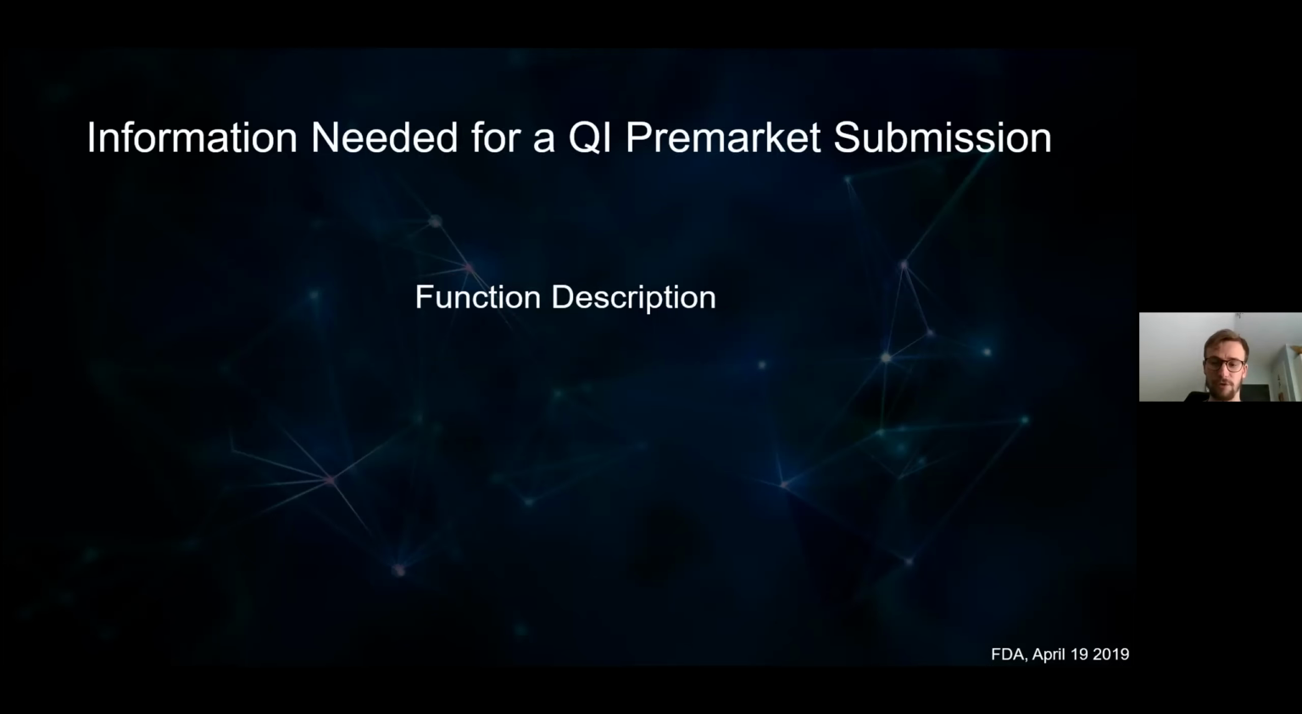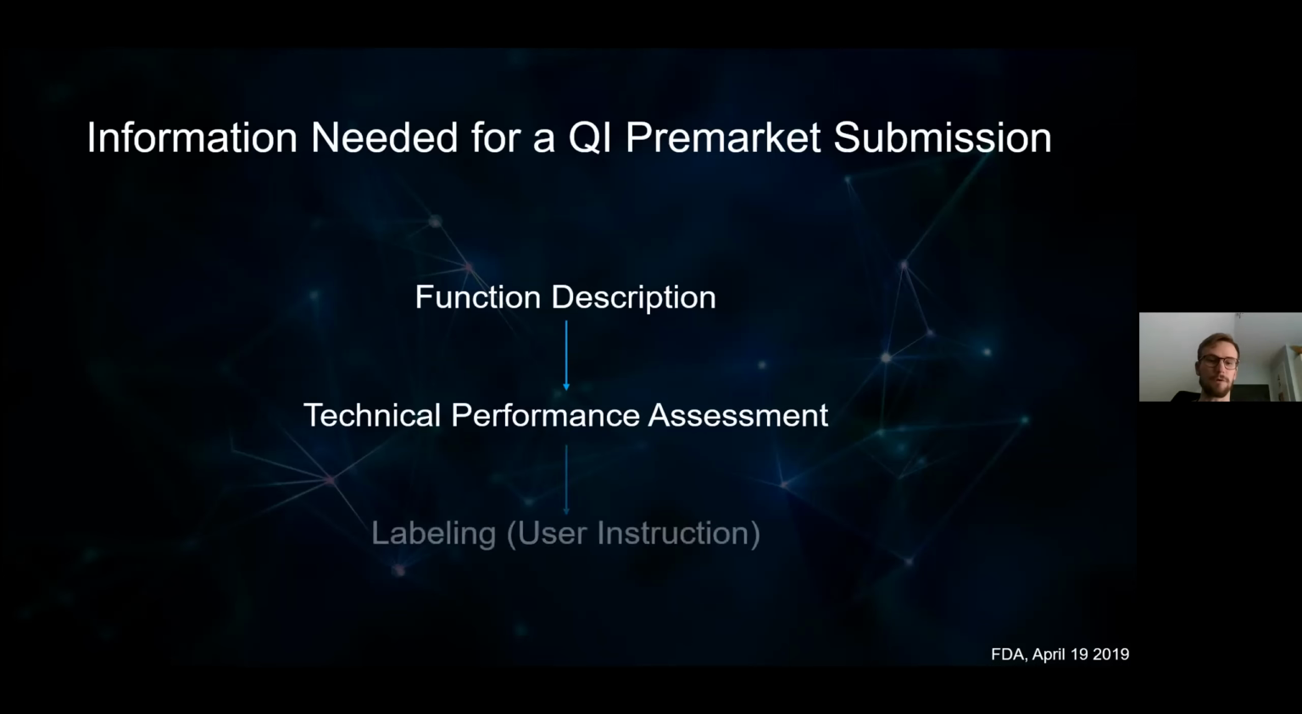Basically, the function description should make sure that the FDA understands exactly how, for what, and under what conditions the device should be used. It should also include quantitative performance specifications, which I will return to in a moment. Finally, we should have user instructions, or labeling as it's called in FDA lingo. Device labeling should include sufficient information for the end user to obtain, understand and interpret the values that are being provided by your QI function.